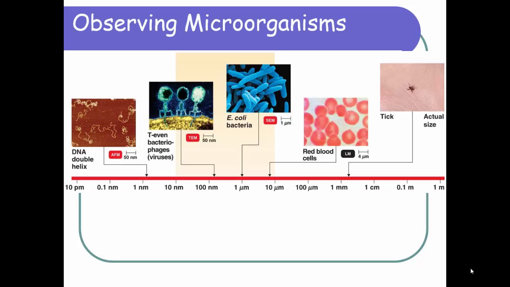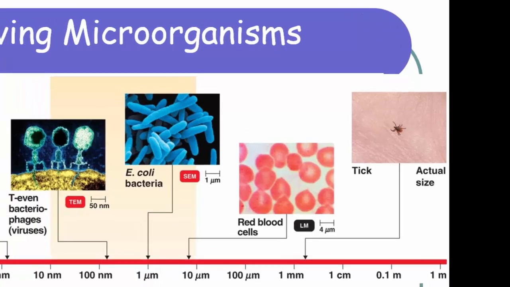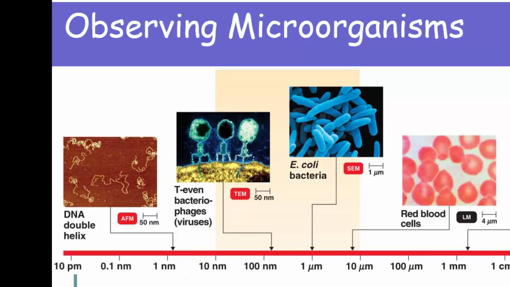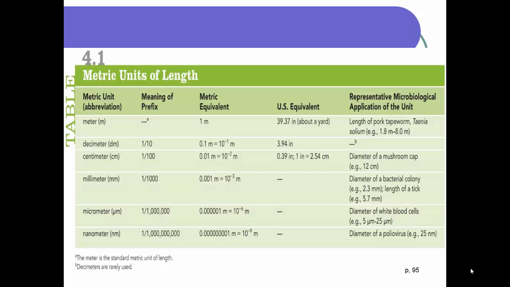This scale shows the varying sizes of things that we look at. For example, the tick that you can see unaided is a little over 1 millimeter in diameter versus the red blood cells, which are about 7.5 microns or micrometers. E. coli bacteria is about 1 micrometer long. The T-even bacteriophages of the viruses are a little over 100 nanometers long, and the DNA double helix is a little over 1 nanometer. This scale actually shows us going down into the picometer scales as well.